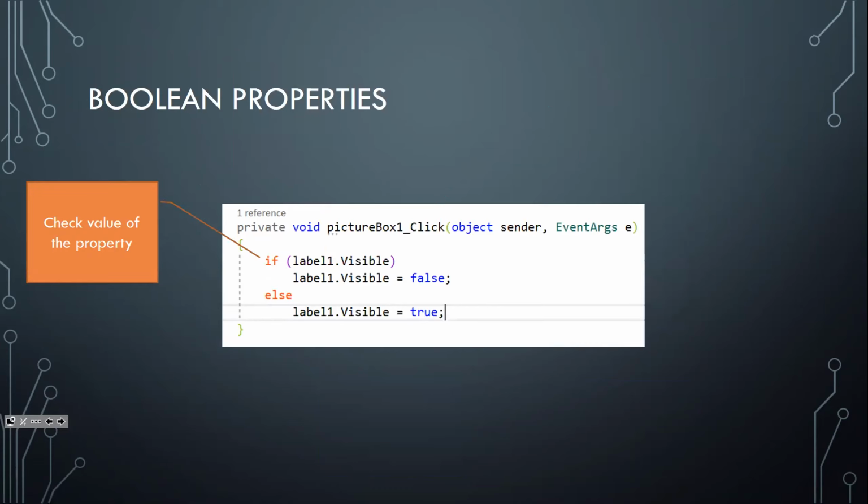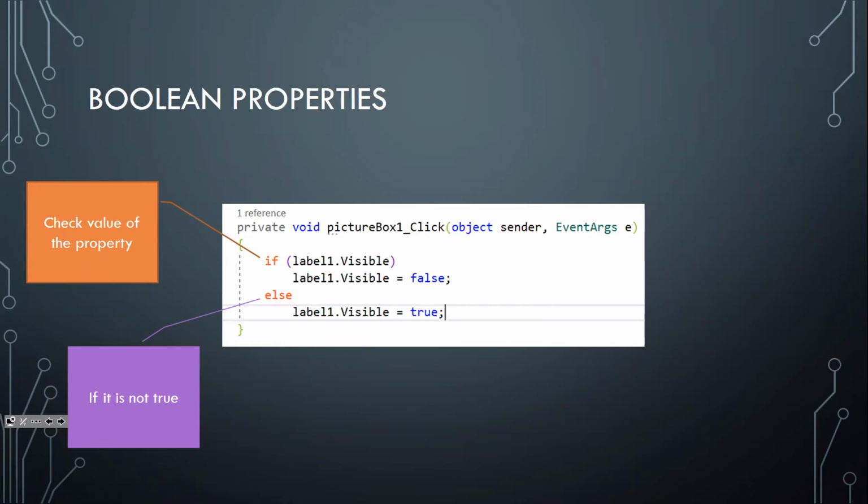We're looking at Boolean properties here. We can use them in an if statement. We saw that last week a lot. Here we're saying if the label1 property visible is true, we're implying that word true because it's a Boolean, we want to set it to false. Otherwise, we want to set it to true.